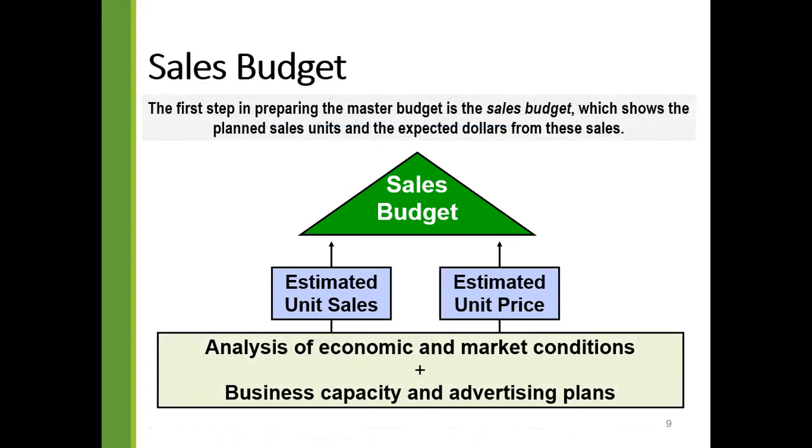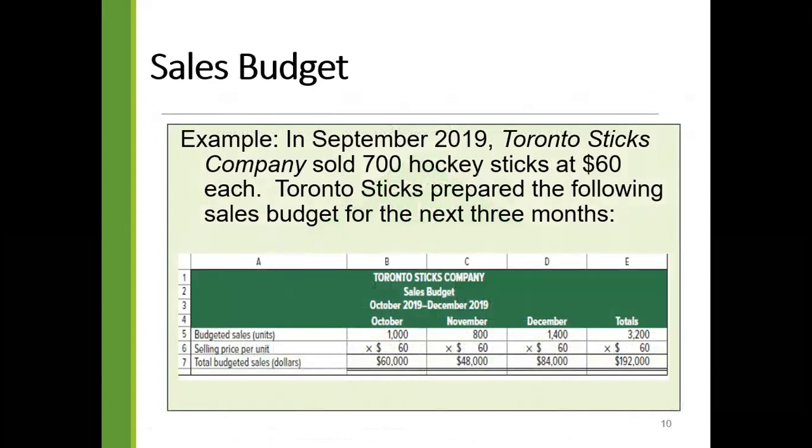Okay, so here's an example of our sales budget. It says the first step in preparing the master budget is the sales budget. And to prepare this sales budget, we need the estimated unit sales and the estimated unit price, and we're just multiplying the two of them as we see here. So for example, in October, if we budget 1,000 units, and we're selling each of them for $60, that's total budgeted sales dollars of $60,000, right? November, we expect 800 units. We're selling them at $60 each. That's budgeted sales dollars of $48,000.